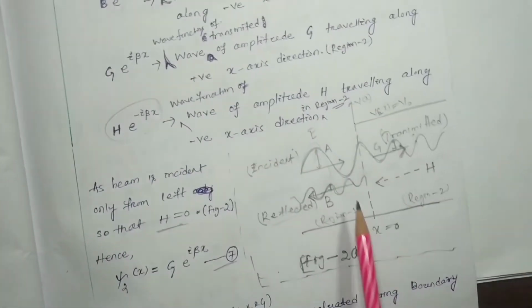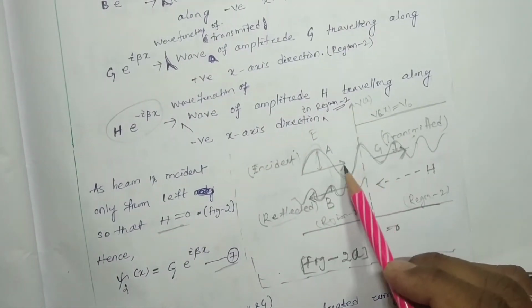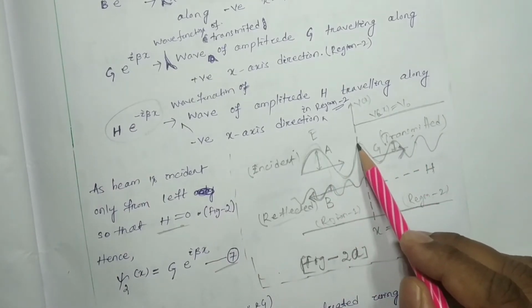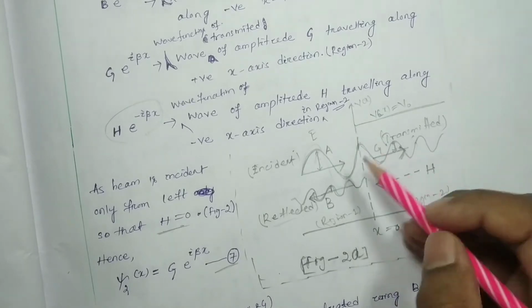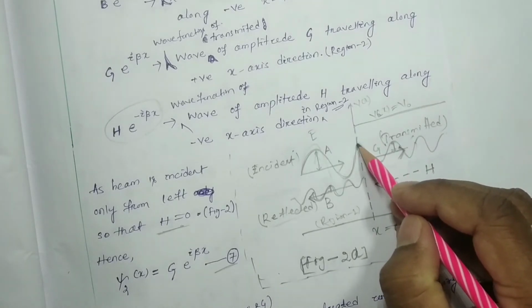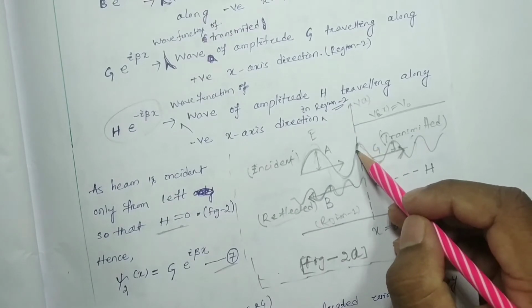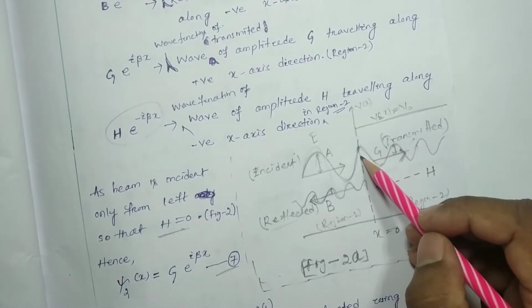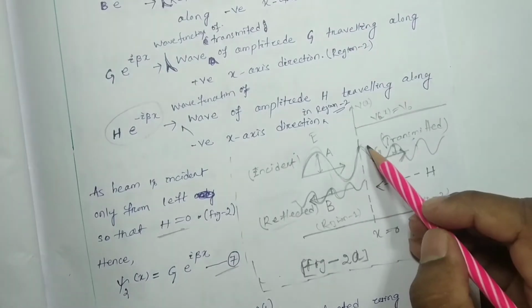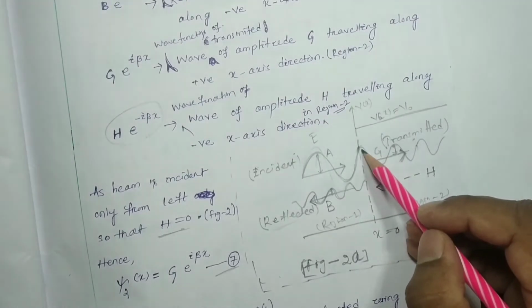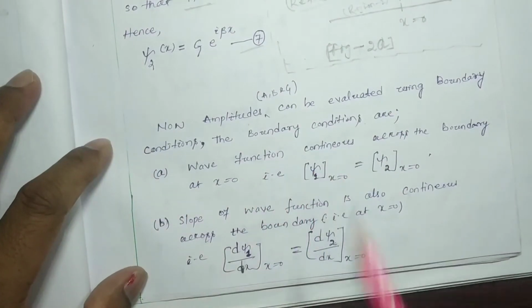You just see here the incident and transmitted, both the waves are continuous at x equal to 0. So at x equal to 0 both are the same, and at x equal to 0 the slope of psi 1(x) and psi 2(x) will also be the same. That means the first derivative of psi 1(x) and psi 2(x) are also equal at x equal to 0. That means the wave function is continuous.